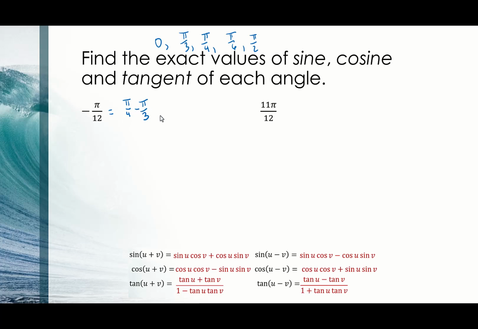Oh, look, a difference. So I'm going to use pi over 4 and pi over 3. Pi over 4 will be my u, and my v will be pi over 3 as we apply our difference formulas. So a different set of i's on this one. Starting off with sine of negative pi over 12. That's going to be sine of pi over 4 minus pi over 3. Well, we're going to get sine of pi over 4 times cosine of pi over 3 minus cosine of pi over 4 times sine of pi over 3.